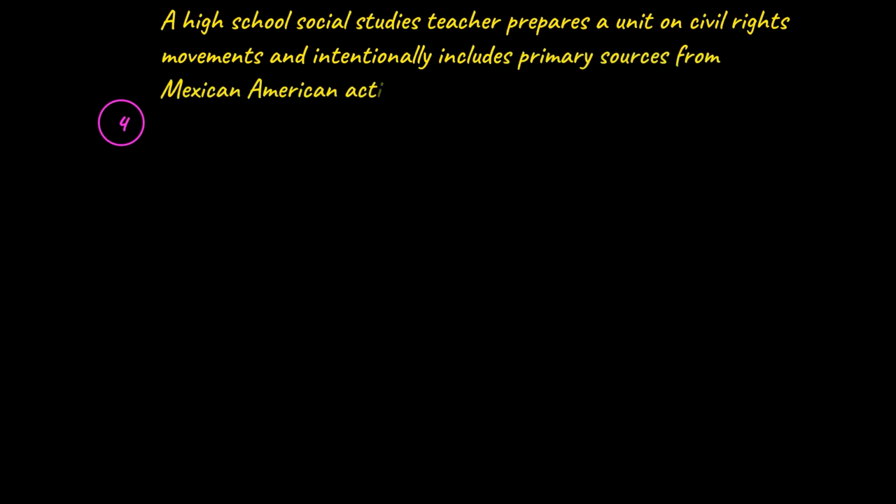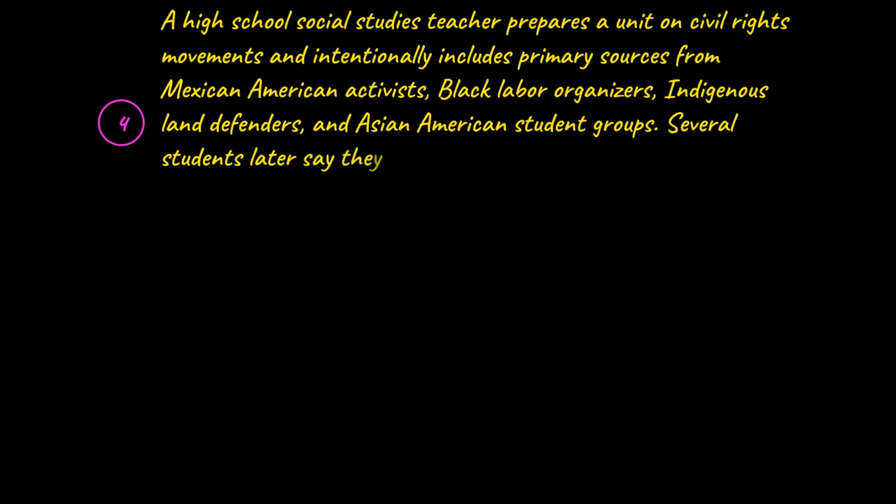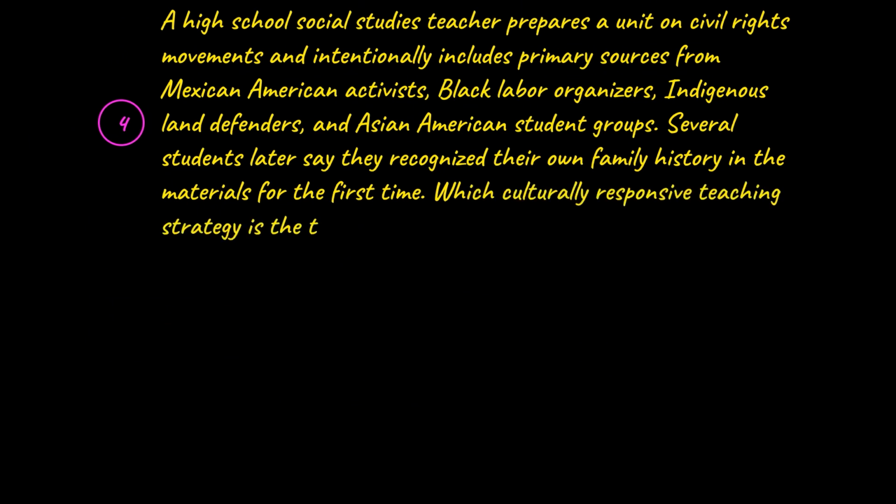Question 4. A high school social studies teacher prepares a unit on civil rights movements and intentionally includes primary sources from Mexican American activists, Black labor organizers, Indigenous land defenders, and Asian American student groups. Several students later say they recognize their own family history in the materials for the first time. Which culturally responsive teaching strategy is the teacher most clearly applying?